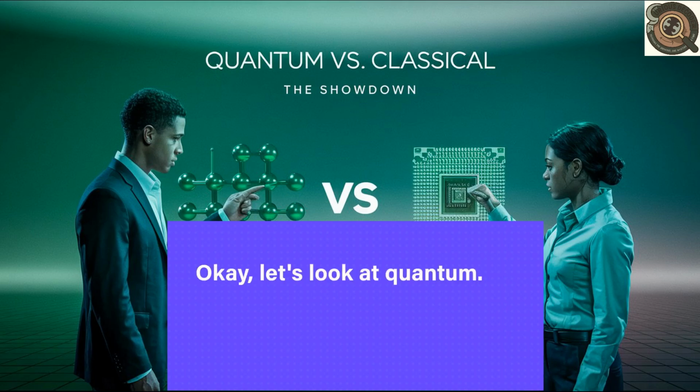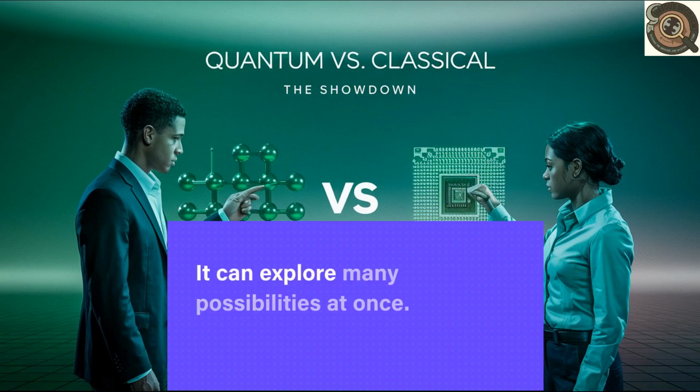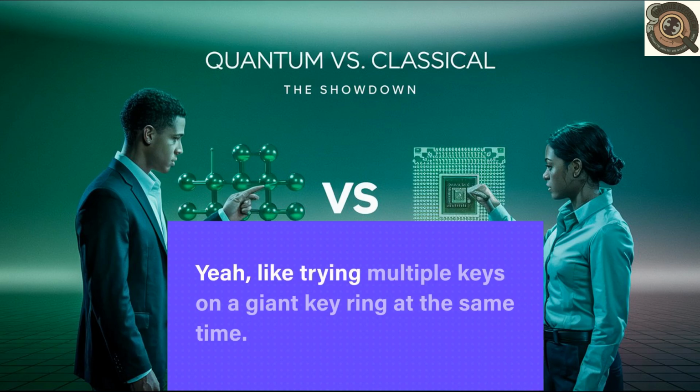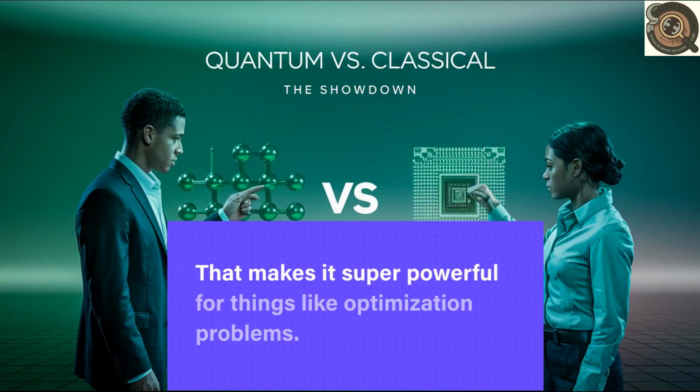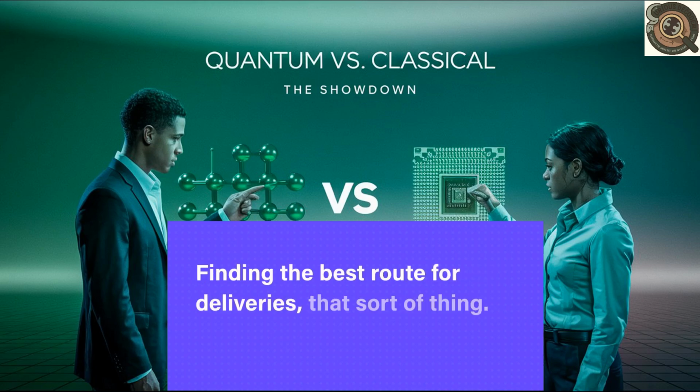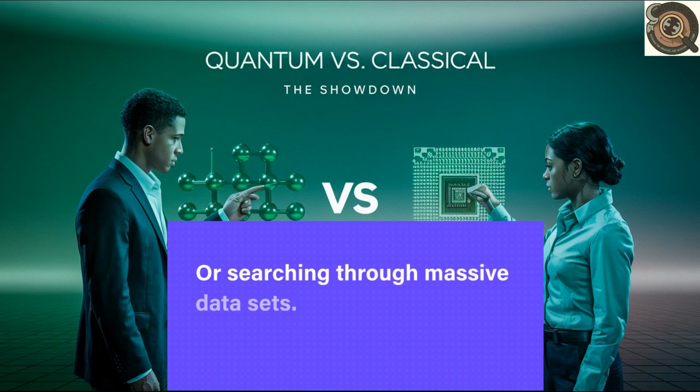Okay, let's look at quantum. One of its strengths is that parallelism. It can explore many possibilities at once, like trying multiple keys on a giant keyring at the same time, instead of one by one. That makes it super powerful for things like optimization problems, finding the best route for deliveries, or searching through massive data sets much faster than classical methods.